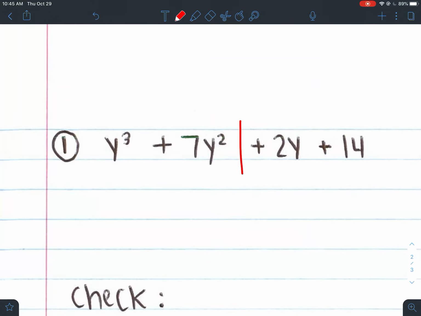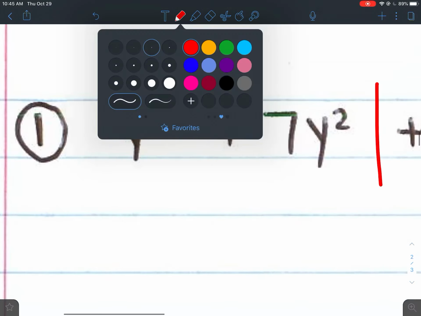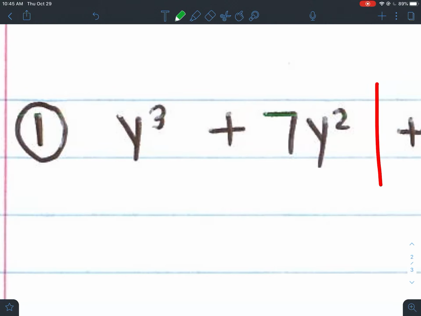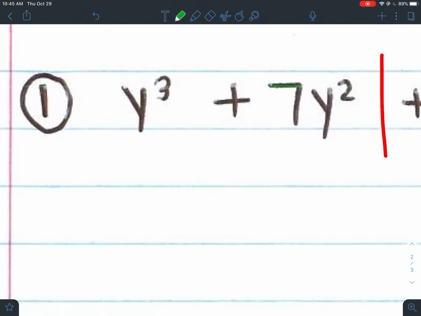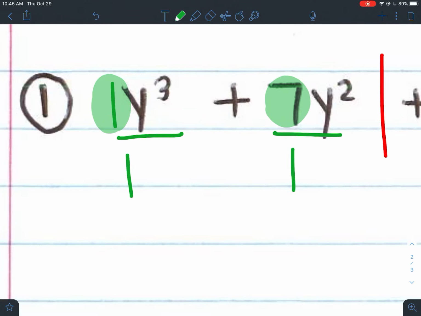I have 2 groups now. That's why it's called factor by grouping. I'm grouping them. So you're going to do one group at a time. So I'm going to do the first group over here, y cubed plus 7y squared. I have 2 terms, so I have 2 division bars. Remember, we're factoring, so we're doing the same thing we did when we found a GCF. So the first thing you always do, you look for the largest number that they both have in common. So in this case, I have 1 and I have a 7. So what's the largest number I can take out of both of those? Well, it's going to be a 1, right? I can't take out a number larger than 1. And then the next thing I have are the y's. I have y cubed and y squared.